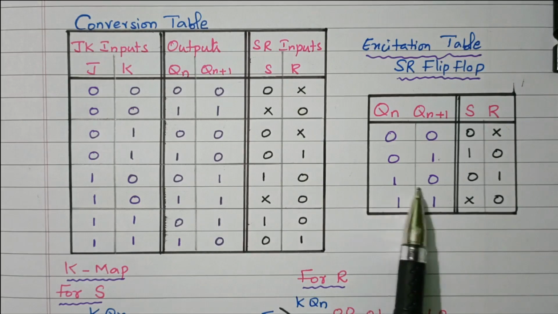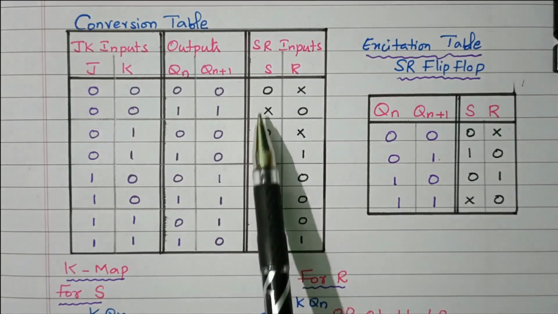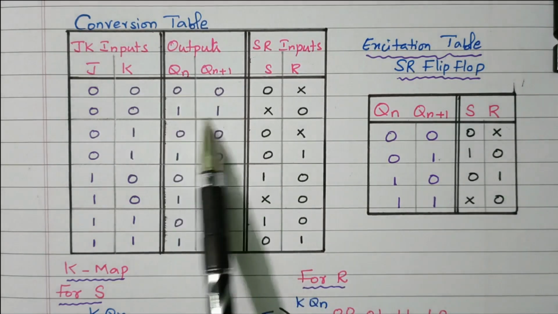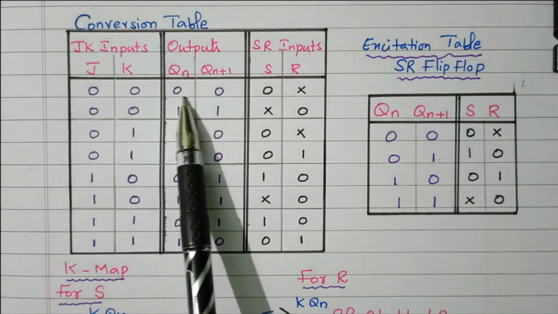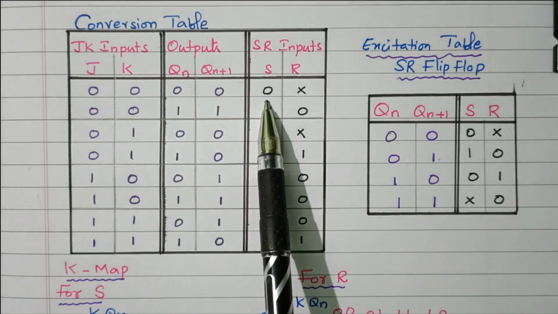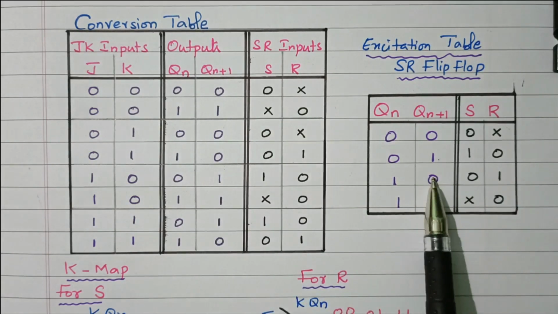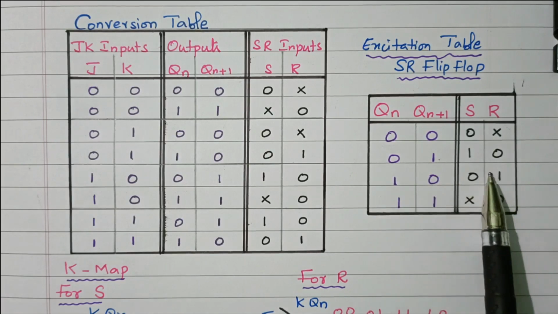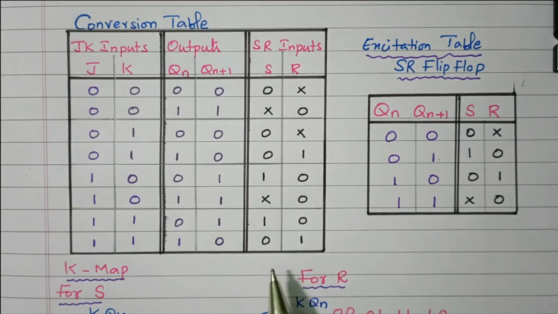So from the excitation table of SR flip-flop, we decided the SR input. By giving this input to the SR flip-flop, we can get the output of this JK flip-flop. This is our output required. For that, what is the input needed? The SR flip-flop input is decided from the SR flip-flop excitation table. By using the excitation table, the SR input is now completed.